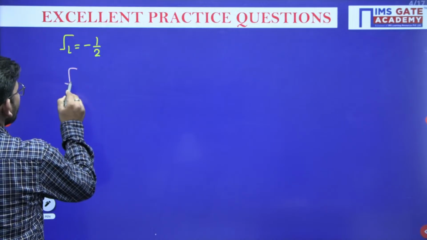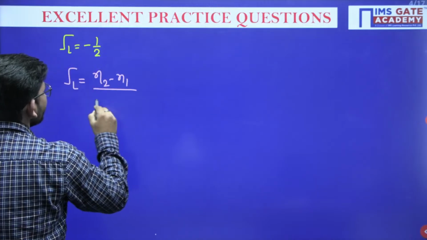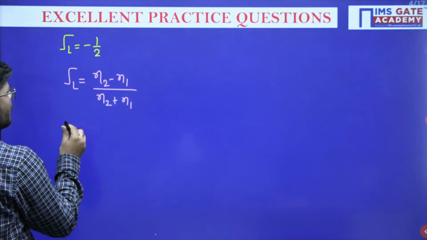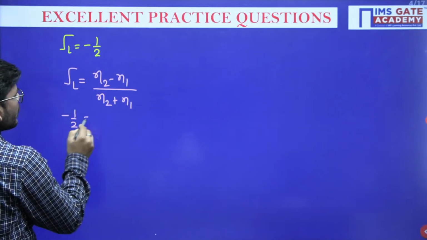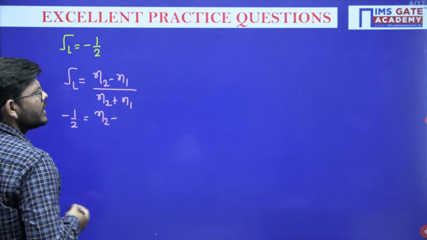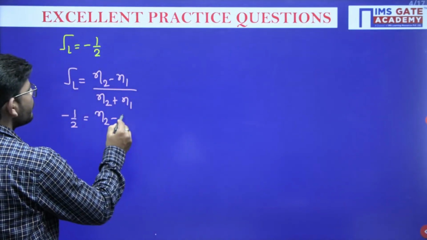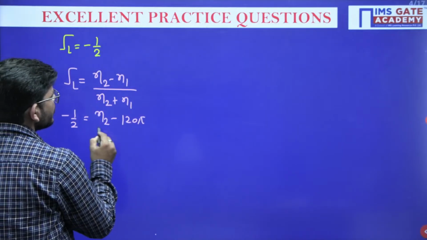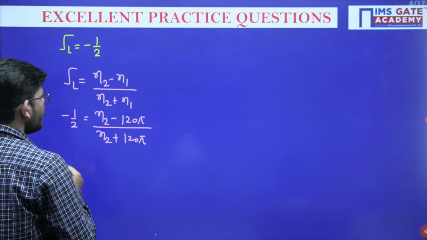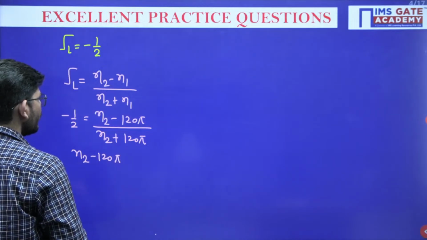Again apply the formula. What is gamma L? Gamma L is basically eta 2 minus eta 1 divided by eta 2 plus eta 1, isn't it? Now gamma L value that we have is minus 1/2. Eta 2 is the impedance of the second medium, and that we don't know. Eta 1 is the intrinsic impedance of the first medium, and first medium is basically air. So for air it will be 120 pi divided by eta 2 plus 120 pi. Now we have to solve this equation.